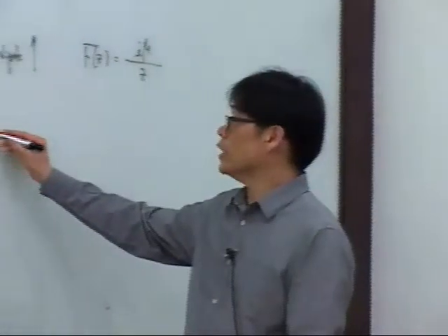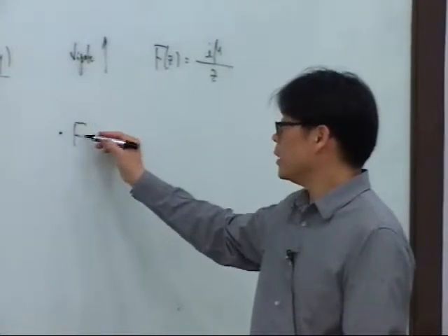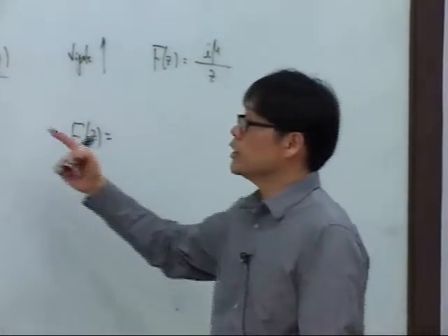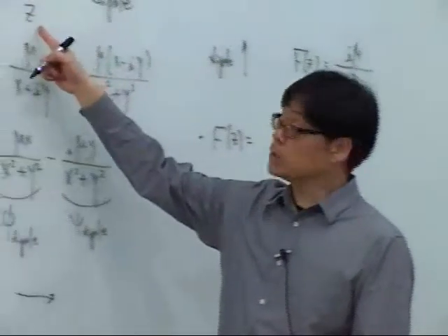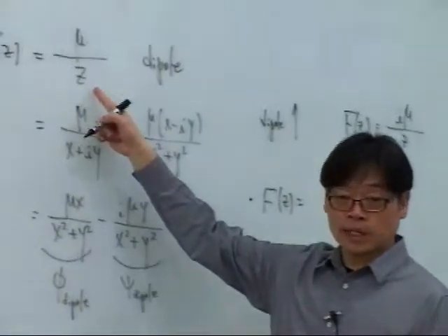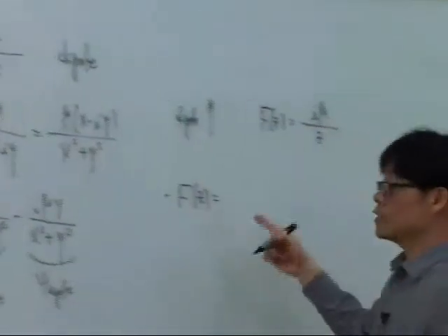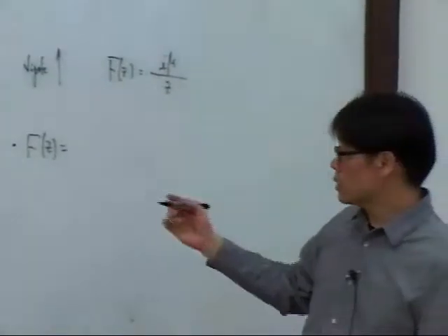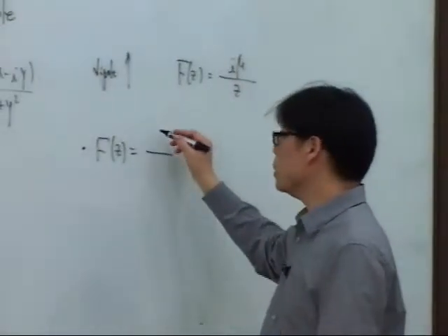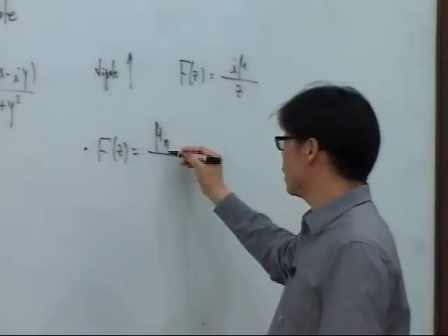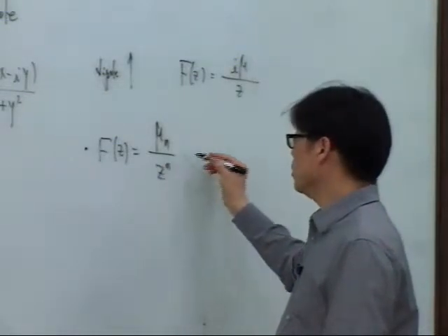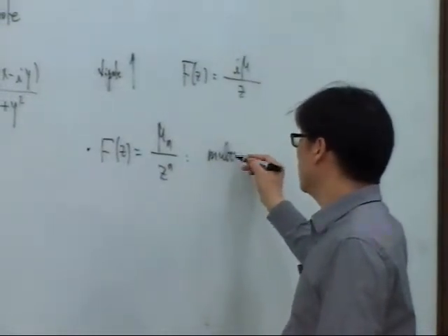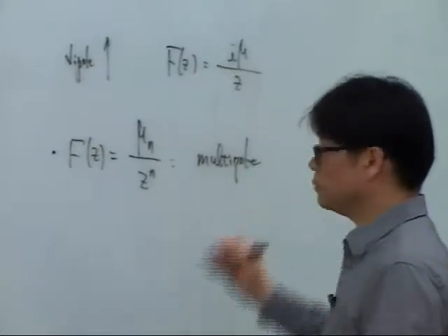You can generate any multipole by taking z derivatives. If you take the derivative of this, then you will get 1 over z squared, and so on. So in general, you can write any multipole in this way.